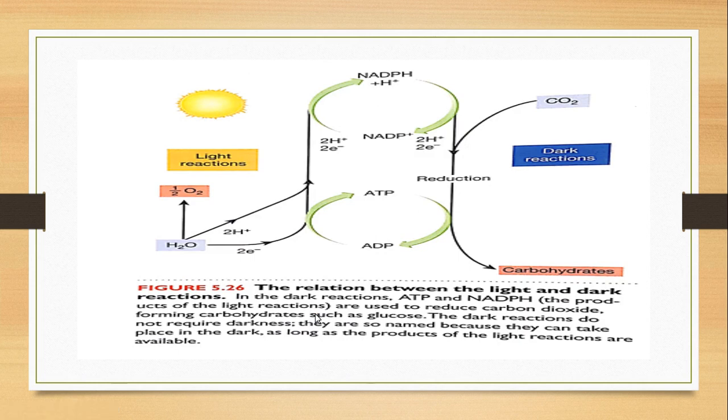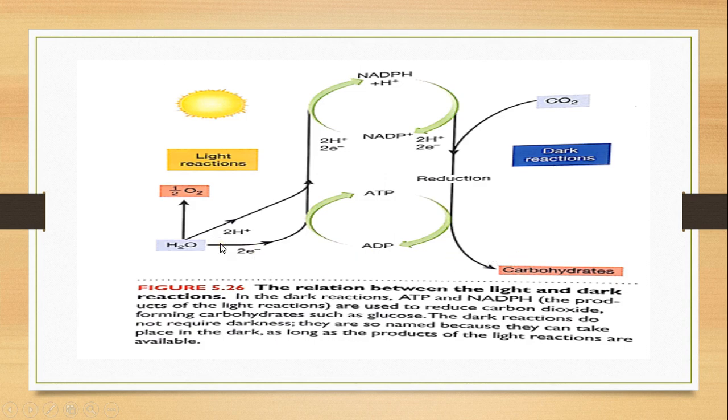The difference between the light reaction and the dark reaction is very simple. The light reactions happen in the presence of sunlight, whereas the dark reaction happens without the presence of sunlight. And in darkness, these reactions are capable of producing energy for the bacteria. So this is the relation between the light and the dark reaction.